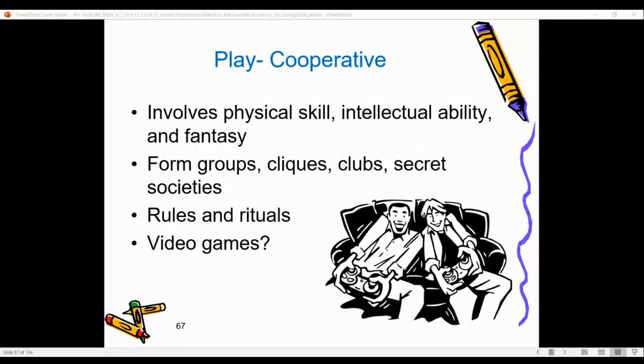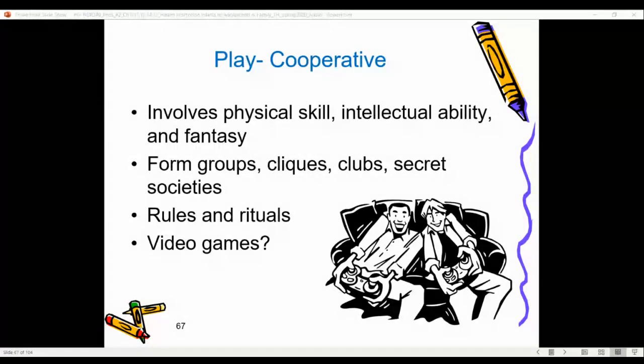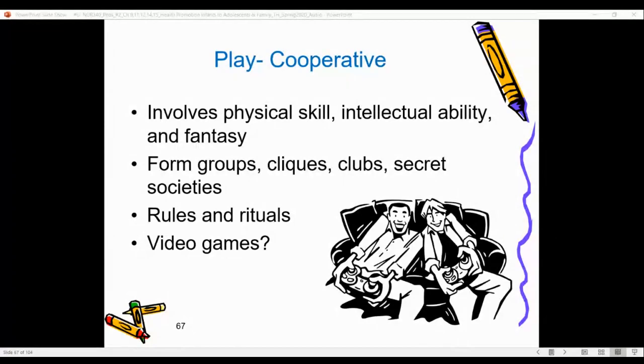Do you guys remember what the last stage was called? What was the preschooler stage called? Everybody's still on break. Got one person. Yes, it is associative. The associative was the preschool group. Good. So school age, we're cooperative. We're team play, cooperative play.